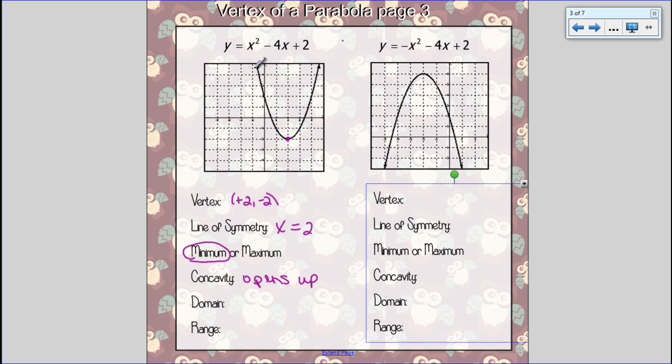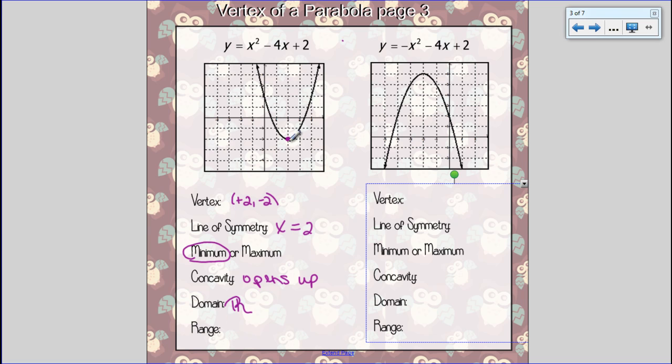And then for my domain and range, well, my arrows point up. They also go to the left and right forever, so my domain is going to be all real numbers. With parabolas, it's really easy. As long as there are arrows on the endpoints, then it's all real numbers for the domain, period. If there are actual dots at the endpoints instead of arrows, then it changes. But if you've got arrows at the endpoints of a parabola, the domain is all real numbers.